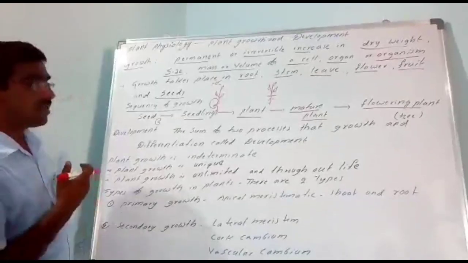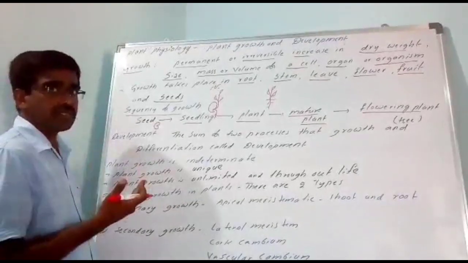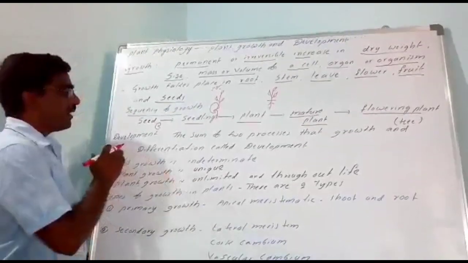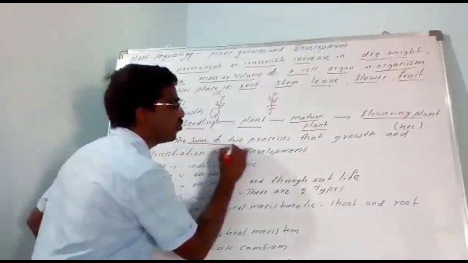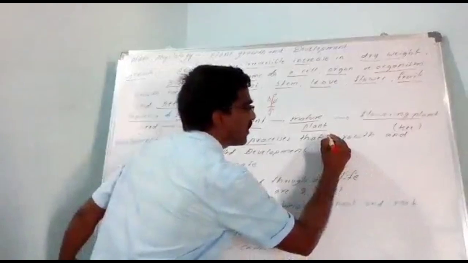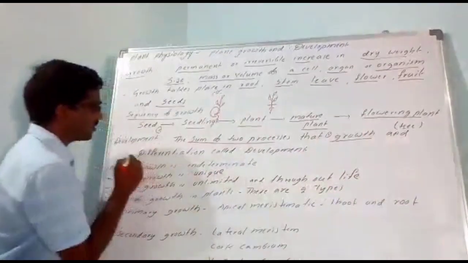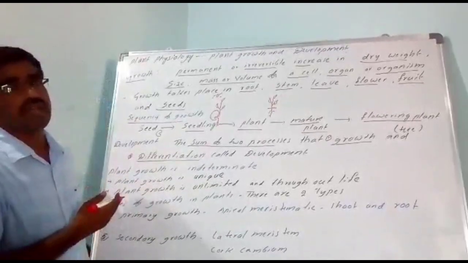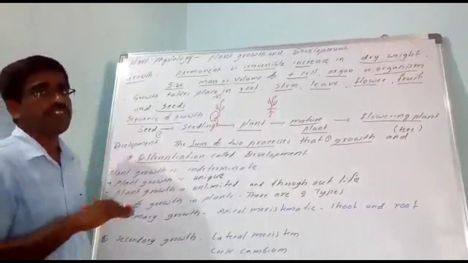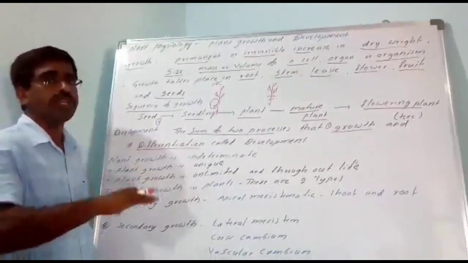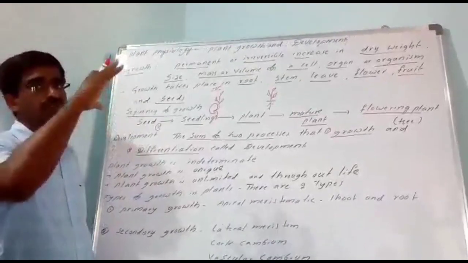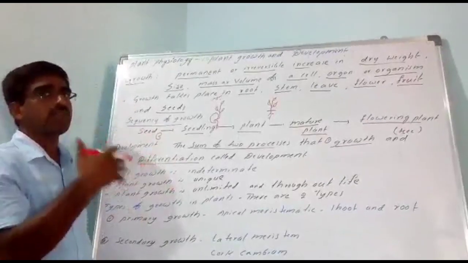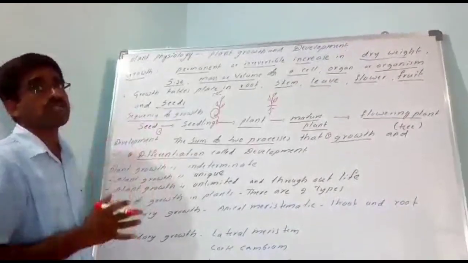Then plant development. What is meant by development? What is the definition of development and how many types of plant growth are there? Development, in the sense, is the sum of two processes. Process 1 is growth. Process 2 is differentiation. In a plant, growth is necessary and is also followed by development. What is the difference between growth and development? Growth, in the sense, is only an increase in size or weight or value. But development, in the sense, is that whatever the cell number increased, that multicellular plant body undergoes some differentiation.